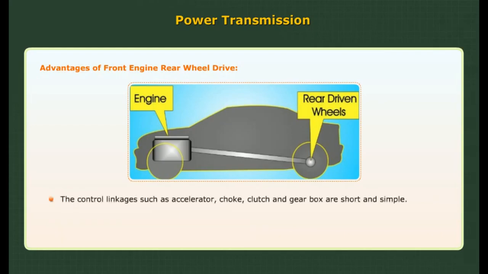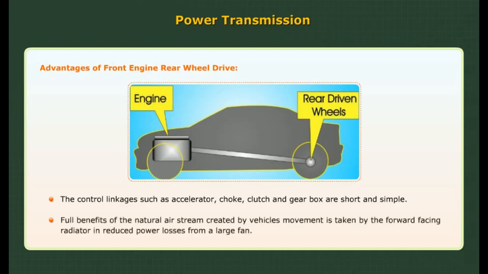The control linkages such as accelerator, choke, clutch, and gearbox are short and simple. Full benefits of the natural air stream created by the vehicle movement are taken by the forward-facing radiator, and power losses from a large fan are reduced.